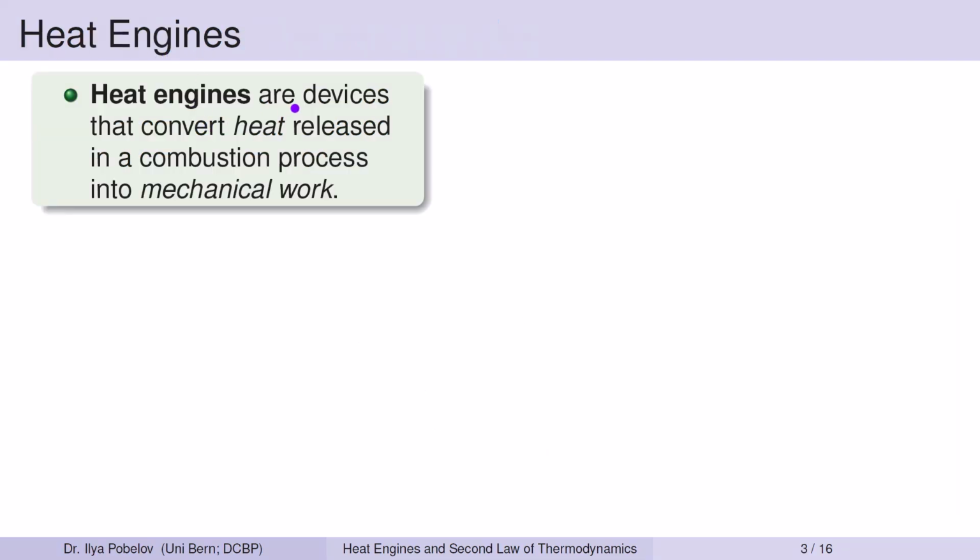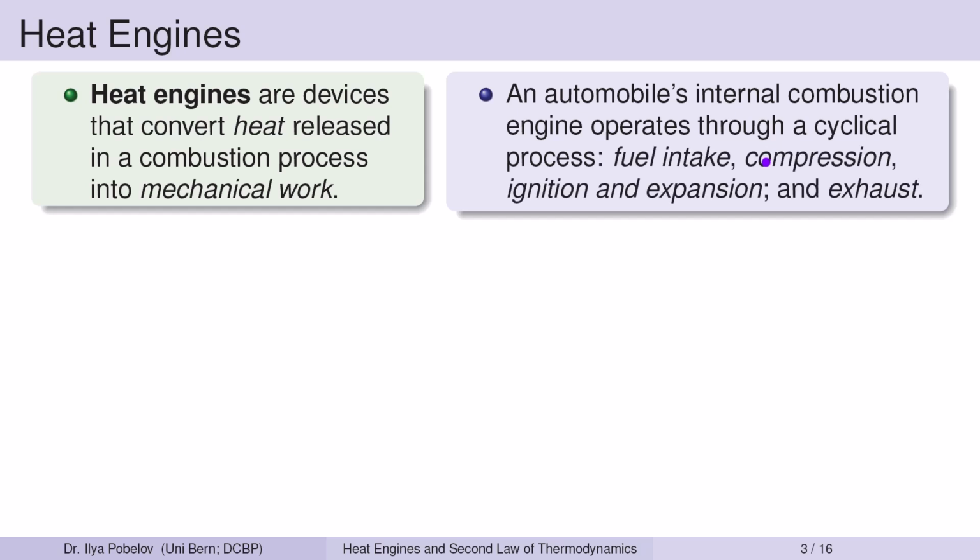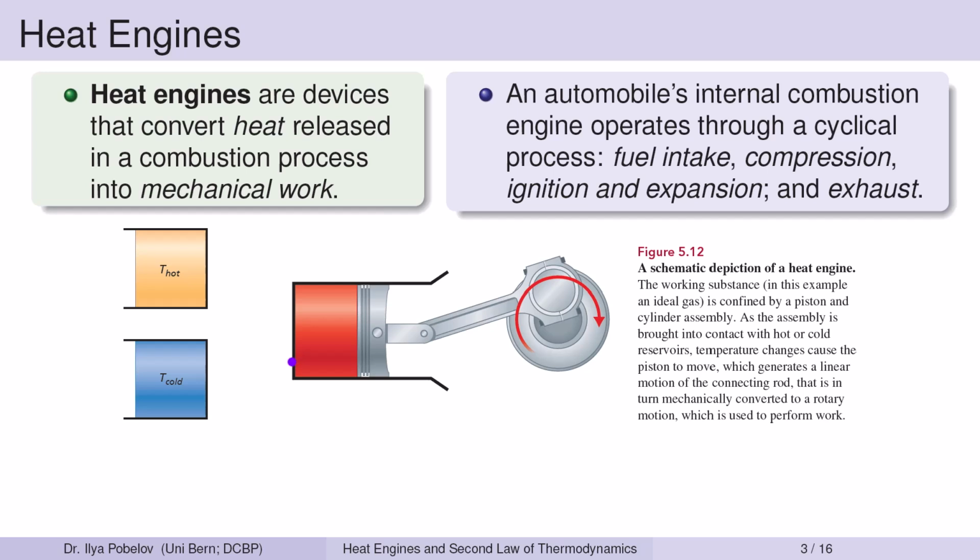Heat engines are devices that convert heat released in a combustion process into mechanical work. A real-world example of a heat engine is an automobile's internal combustion engine, which operates through a cyclical process involving fuel intake, compression, ignition and expansion, and exhaust. These processes occur thousands of times per minute, generating work on the surroundings by converting the heat released from combustion into mechanical motion. An idealized model of a heat engine is depicted in this figure.